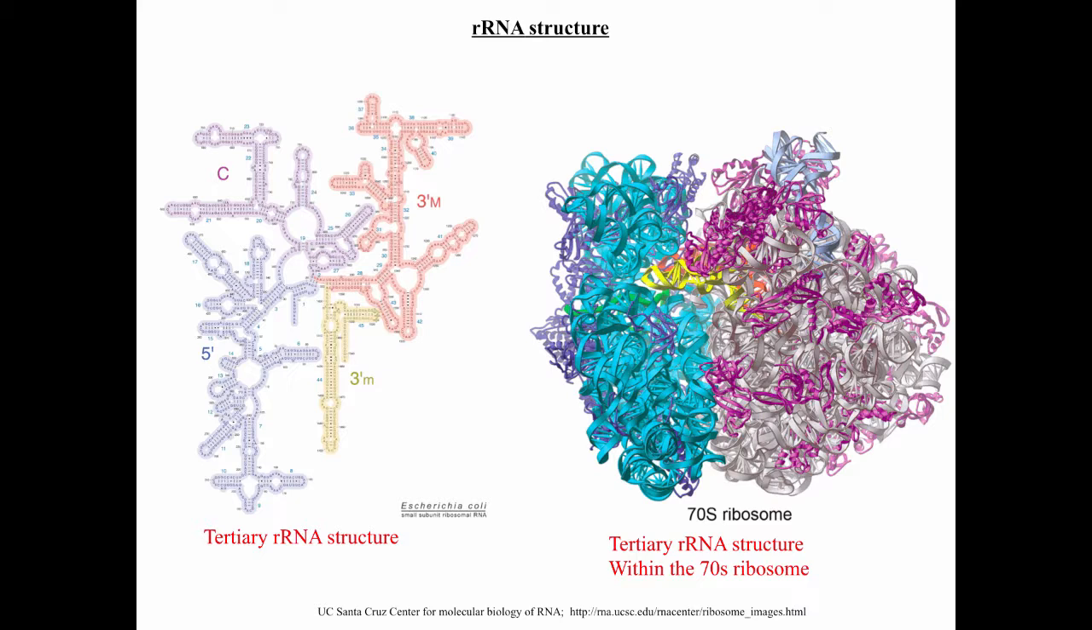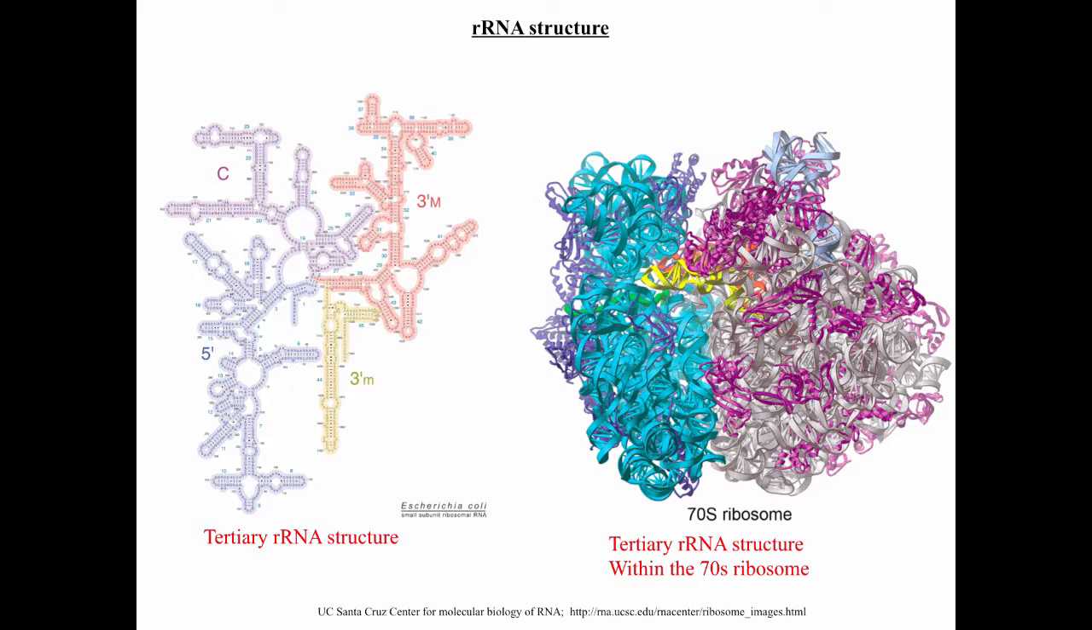Yes, Alex? Is there a functional purpose to the hairpin structures and the loops, or is that just the way it is? Well, there is. It's forming its overall tertiary, three-dimensional structure, and forming the overall three-dimensional structure of the ribosome is what gives it its function. Great question. It's definitely not random.